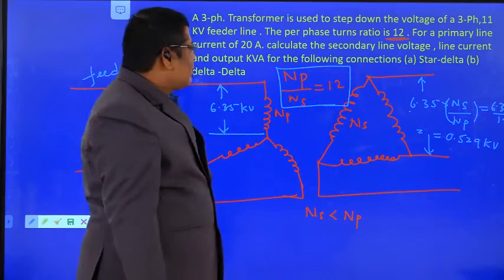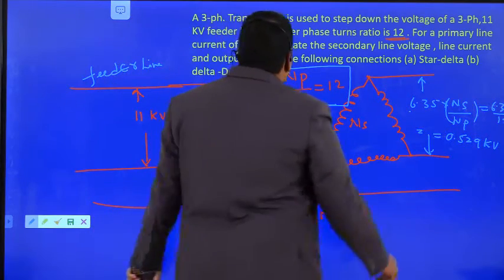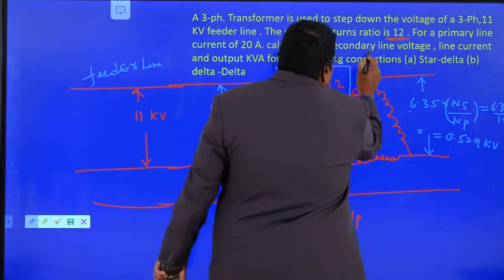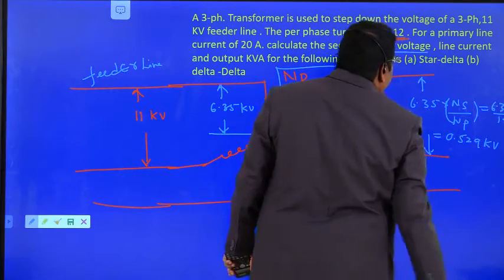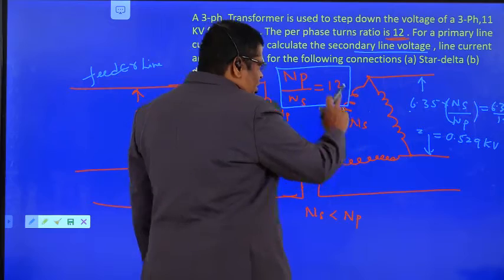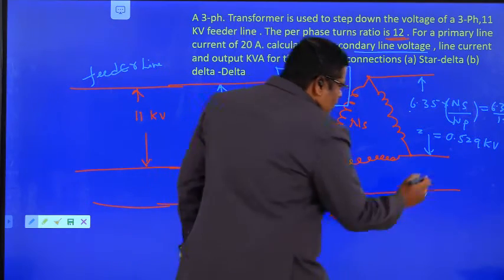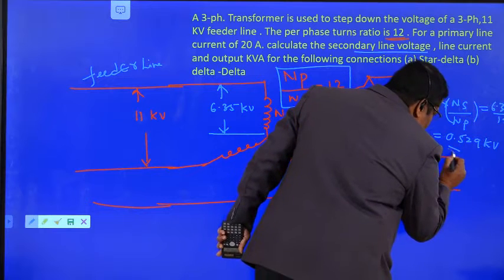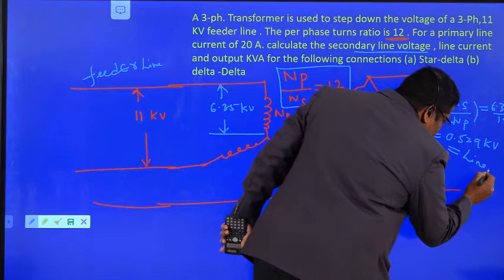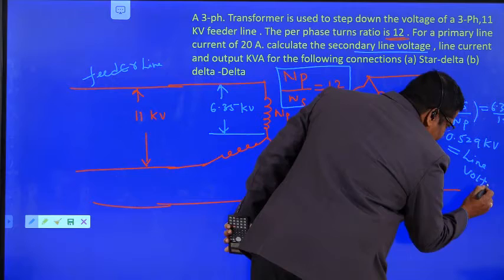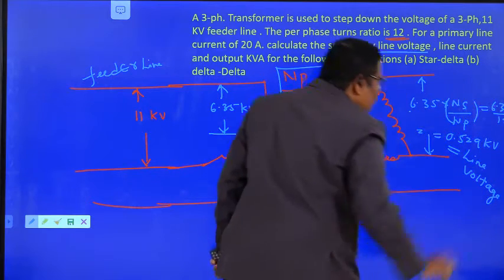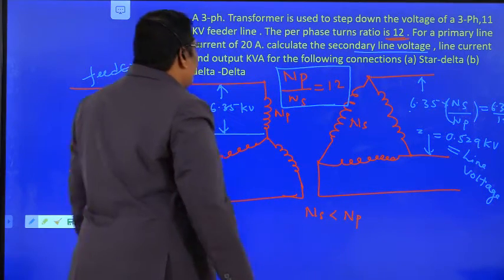Now calculate the secondary line voltage. Because it is a delta connection, the per phase voltage is equal to the line voltage. Now we come to the line current.